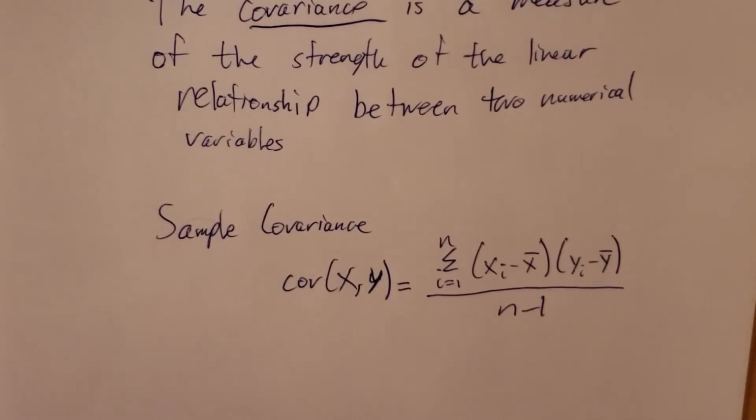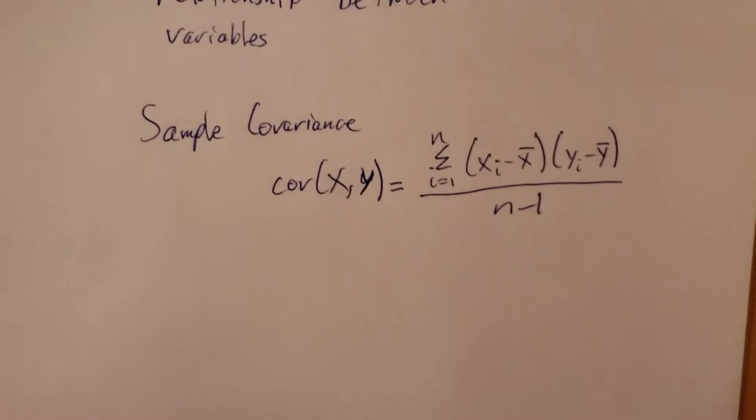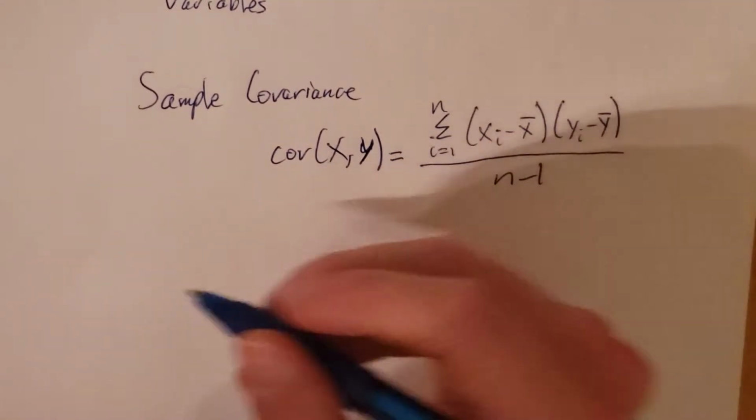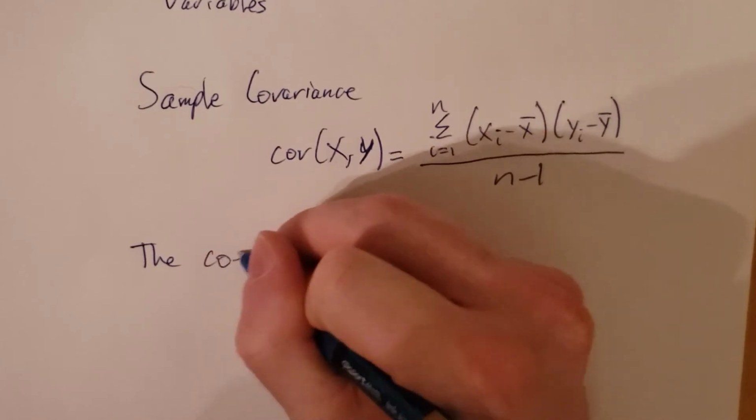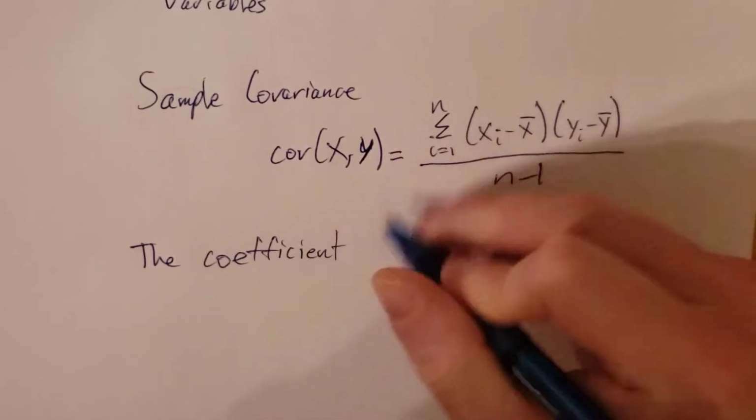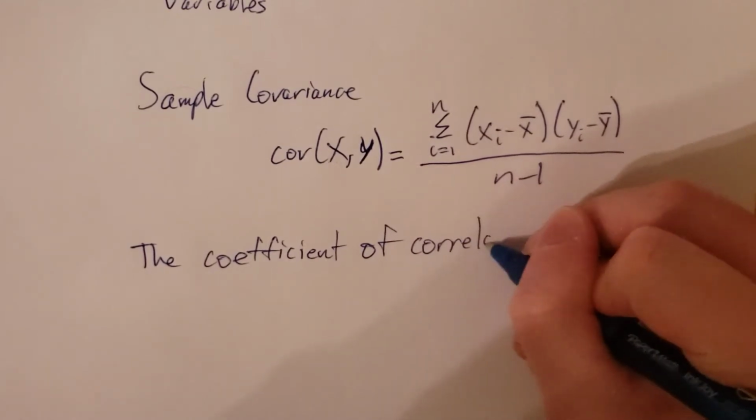So in that case, we want to try to find a way to normalize this statistic here, so that no matter what the size of the sample is, we can still have some idea of the strength of the linear relationship between the two variables. And again, how are we going to do that? So we're going to introduce something new here called the coefficient of correlation, which is going to help us determine the relative strength.